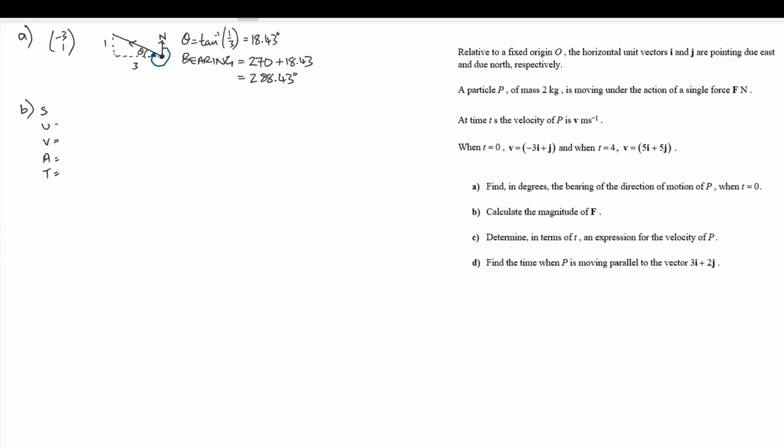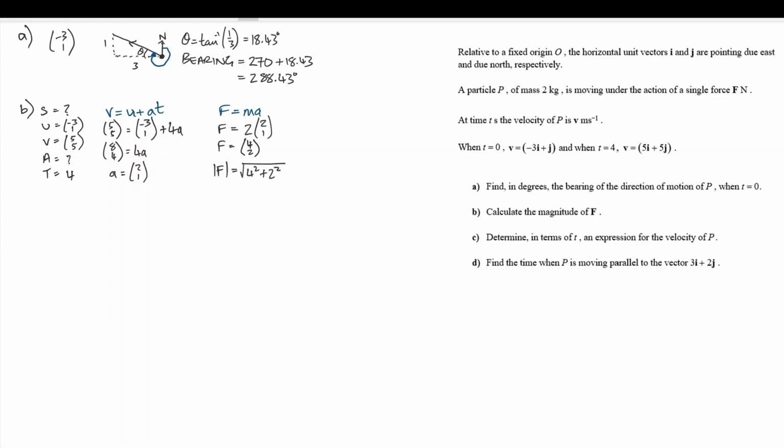Okay, let's go. Collecting SUVAT variables, the initial velocity is negative 3, 1. The final velocity is 5, 5. The time it took to change velocity, 4 seconds. This is going into the formula v equals u plus at. With some rearranging, we can see that acceleration a is going to equal 2, 1. Let's move over to Newton's second law. F equals ma. F equals 2 times 2, 1. F is 4, 2. The magnitude of F, we're going to apply Pythagoras. 4 squared plus 2 squared square rooted is 2 root 5, or 4.47 newtons.